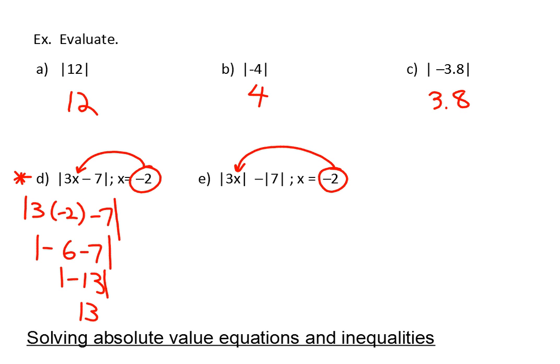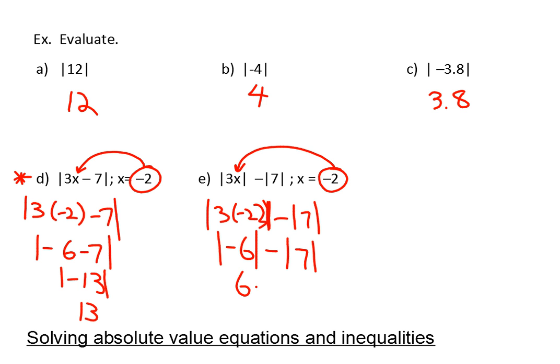I've got two different absolute values. This says find the absolute value of 3 times negative 2, and then subtract the absolute value of 7. Well, that's the absolute value of negative 6 minus the absolute value of 7. Well, the absolute value of negative 6 is 6. The absolute value of 7 is 7. So when you do this problem, your final answer is negative 1. Notice the difference between problems D and E.